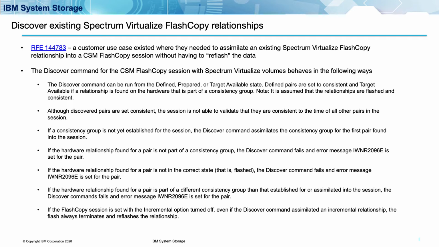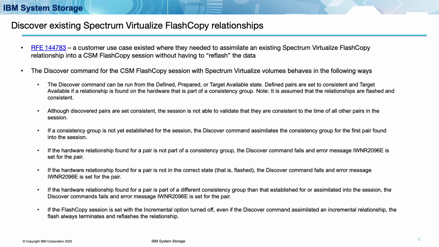If you've already flashed the CSM session, so it has a consistency group, anything discovered on the hardware has to be part of that same consistency group. And the reverse of that is if you haven't flashed the session yet, so there is no consistency group tied to the session, the first volume, and you do the discover command, the first volume pair we find, it has to be in a consistency group.